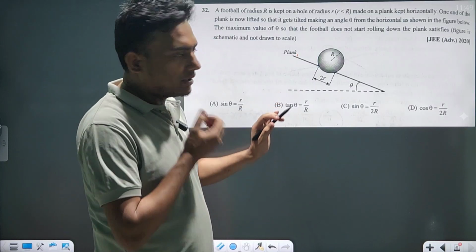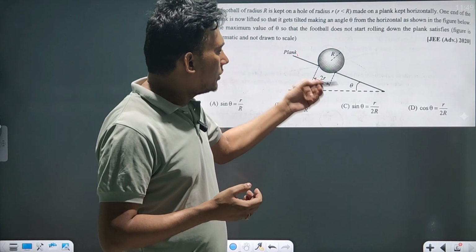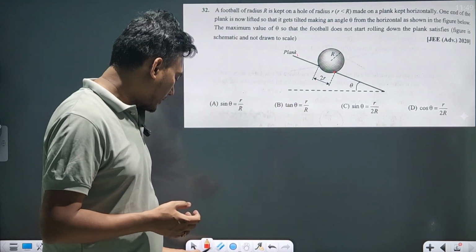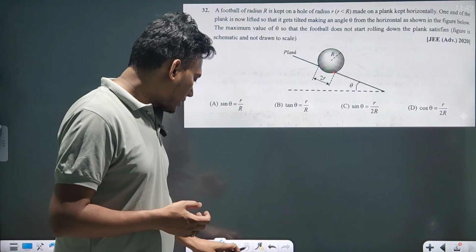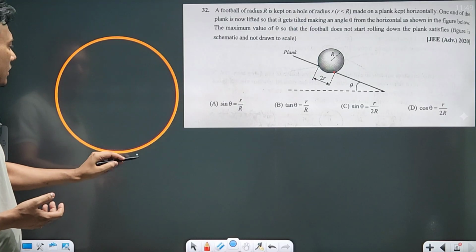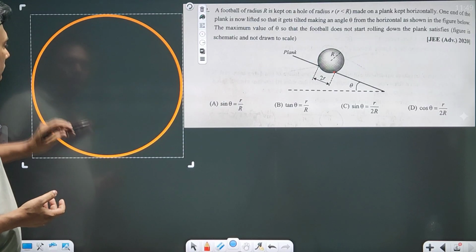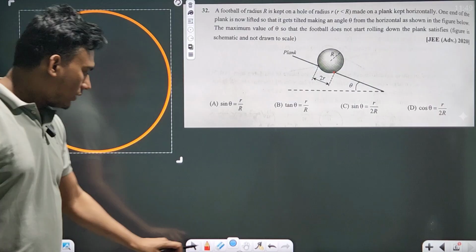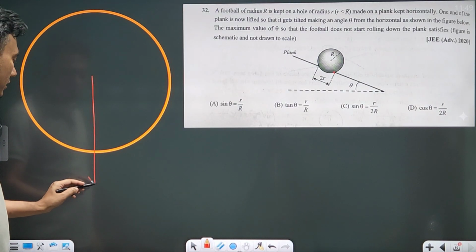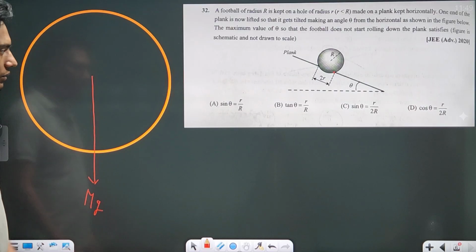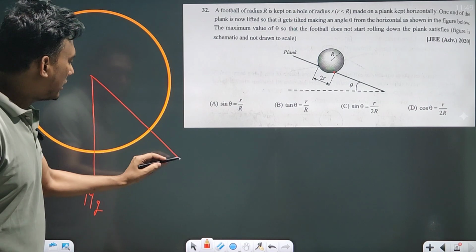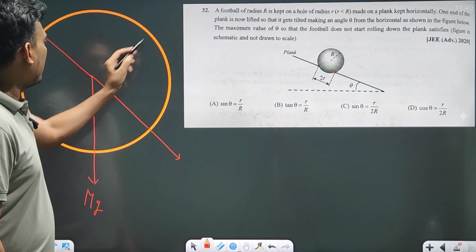So the football should not roll about this point. We have to focus on this point. Now I draw the diagram of the football, simple geometry. I draw a circle like that. This is the center point, and mg of the football. I make a body diagram of the football with radius capital R, mg like that, and I draw one line here and one line here.